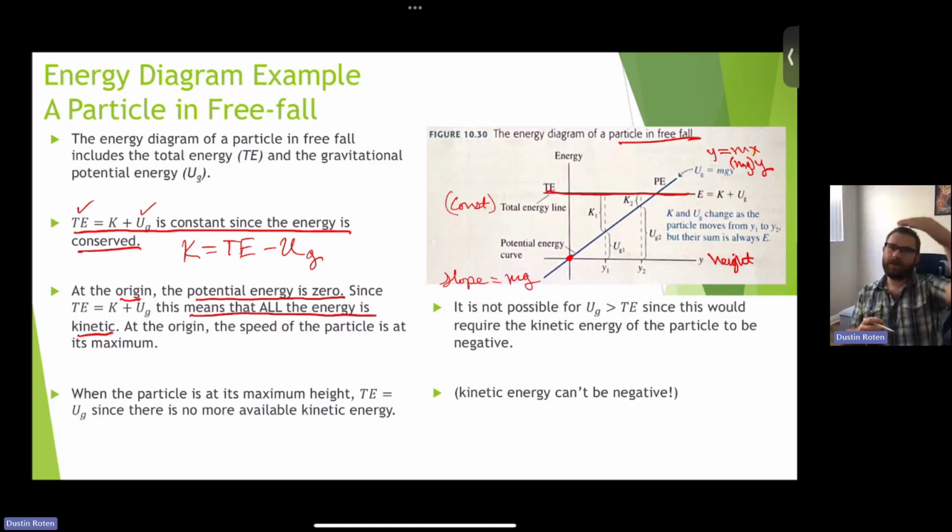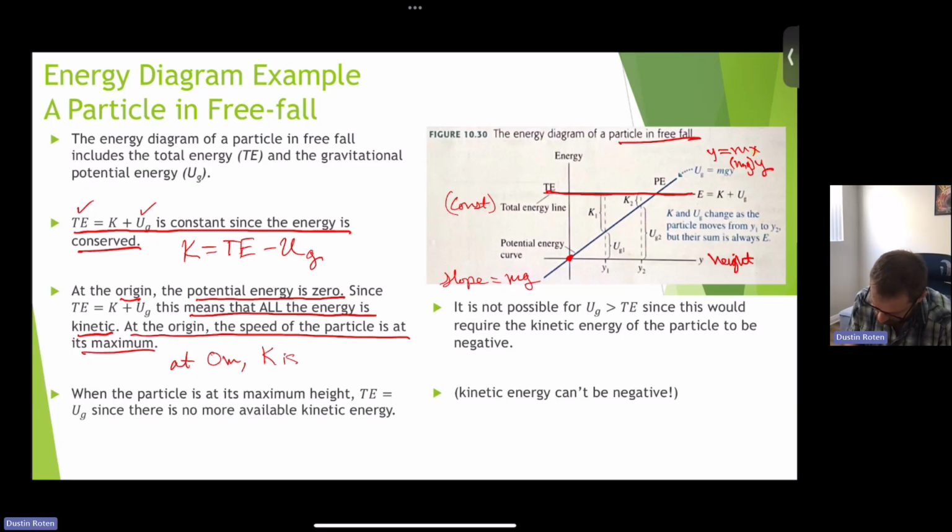So to keep that total energy, if we have no potential energy, it all has to be kinetic energy. Okay, so at the origin, the speed of the particle is at its maximum. We can tell from the plot that the kinetic energy is at its maximum.